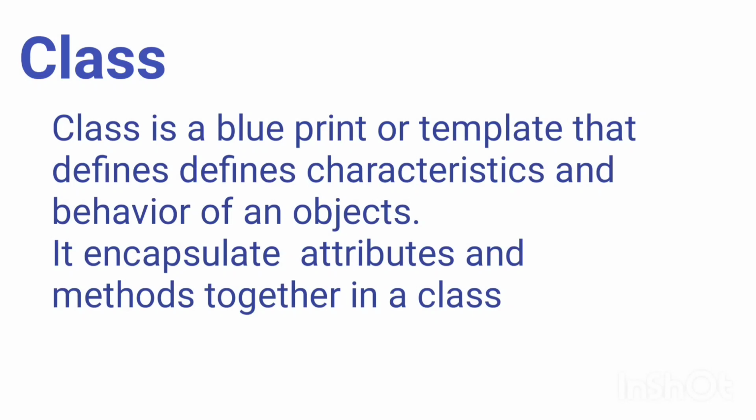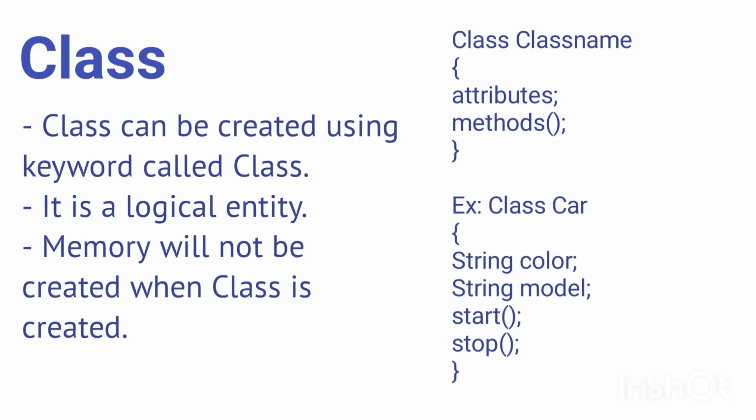Let's see one example. Okay, so now we have a car class. The car class has attributes like color and model. Now we have methods like start, stop and accelerate. These are the methods of a class. A class can be created using the keyword called class. It's a logical entity, and when the class is created, memory will not be allocated.